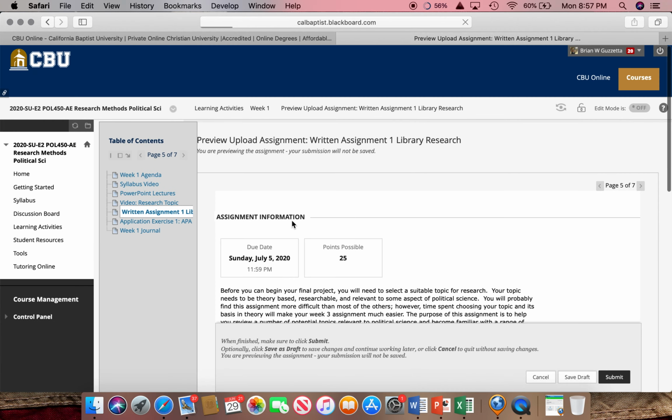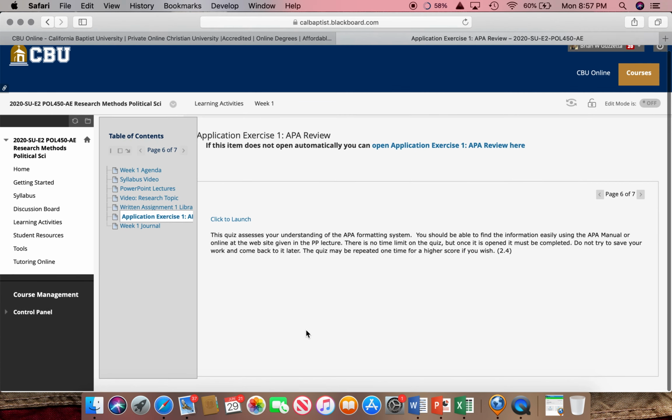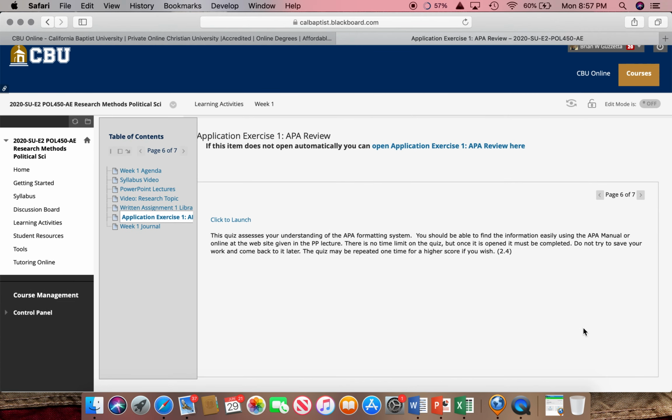The next assignment we have is our application exercise. And remember, application exercises are more or less quizzes, just a fancy word for quiz. So what we're doing is applying the reading. That's where we get that application. So we're applying the reading to a quiz each week. The application assignments often revolve around the reading or the PowerPoint lectures. And this one's all about APA. It's a review of APA, and we're going to do our APA formatting and review it.